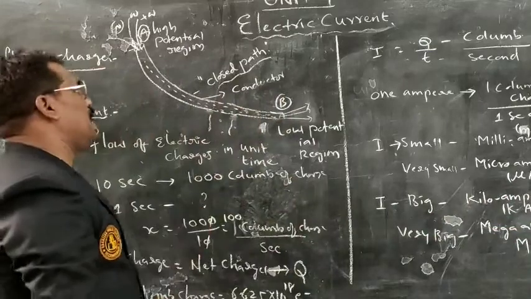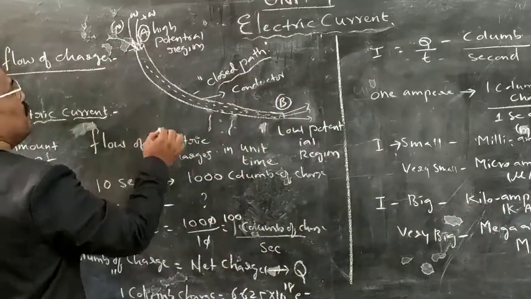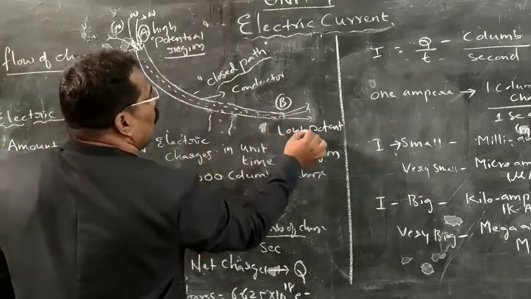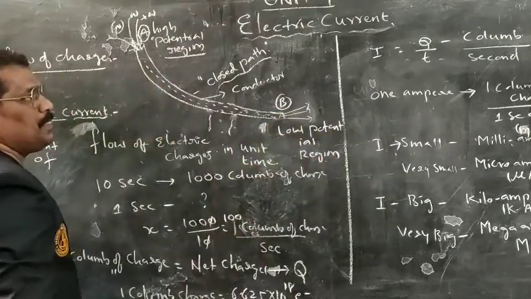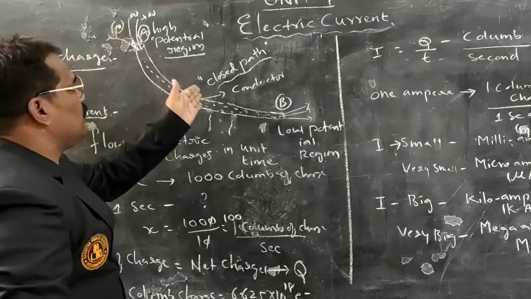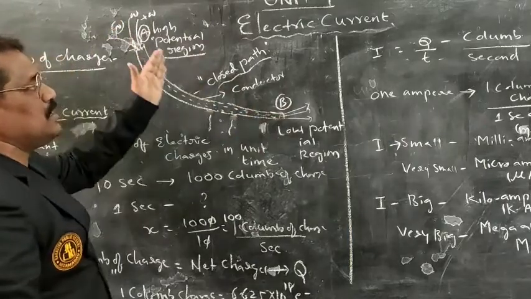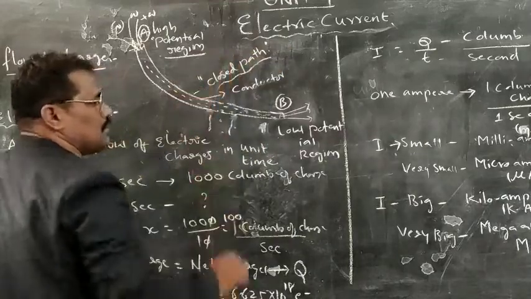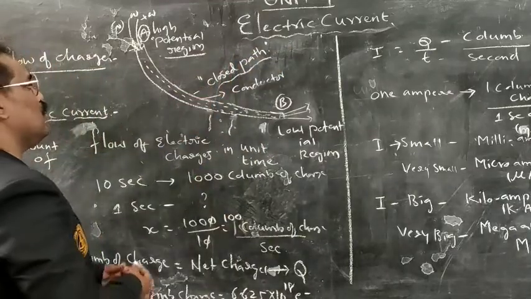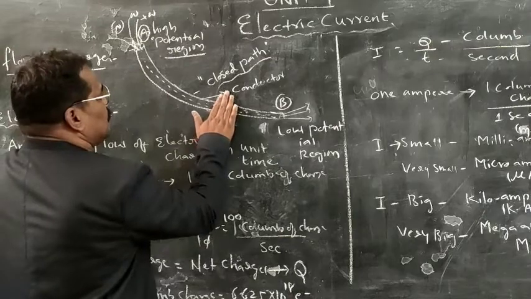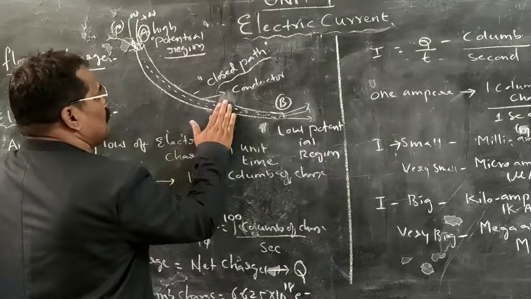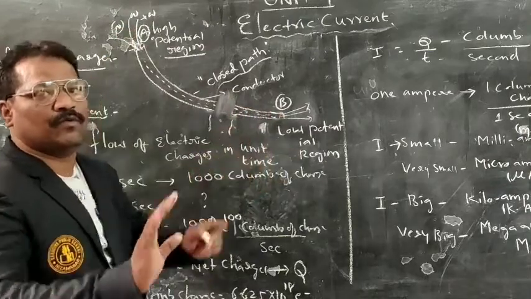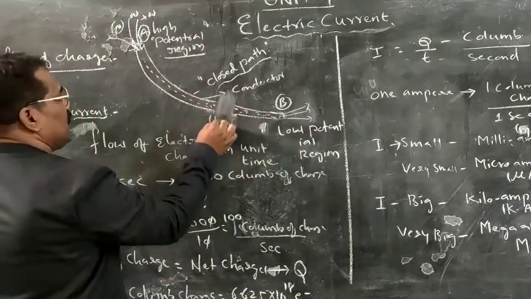In the same way, flow of charges also takes place from high potential region to low potential region, if it is a closed path. For example, suppose the path is disconnected, if it is not closed, can the charges flow from A to B there? No. All the charges will be flowing out.